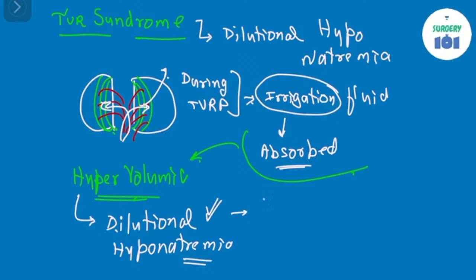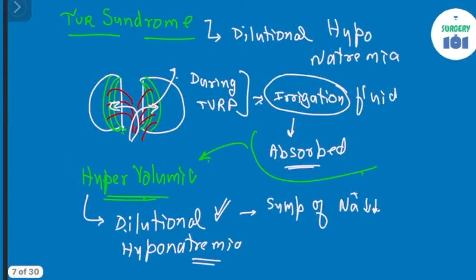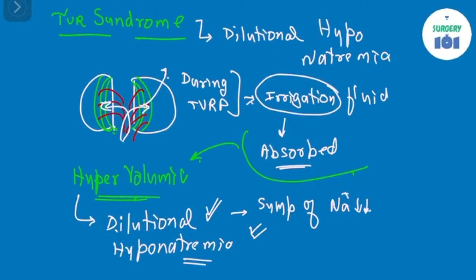And that is why the patient comes to you with the symptoms of sodium deficiency, which is altered sensorium and the drowsiness and the weakness and so on. I hope you're able to understand this point. This is what is a dilutional hyponatremia. This is what is called a TUR syndrome. And if at all this is something which is happening, how do you manage? What is the treatment for the TUR syndrome? How do you manage this?